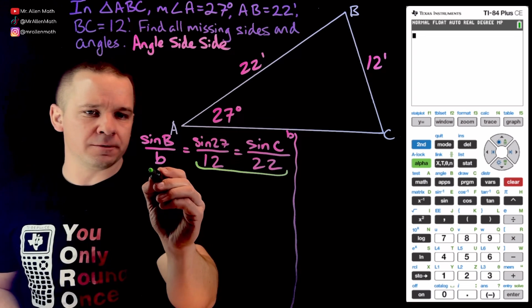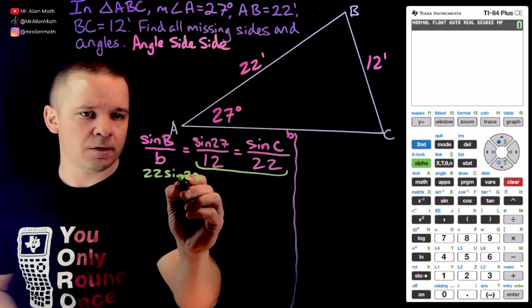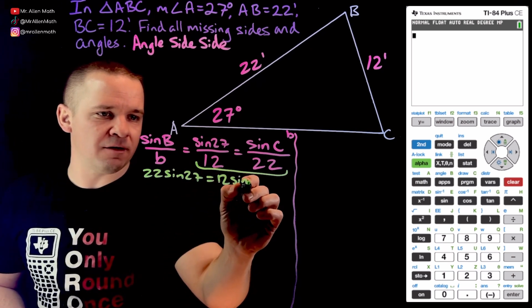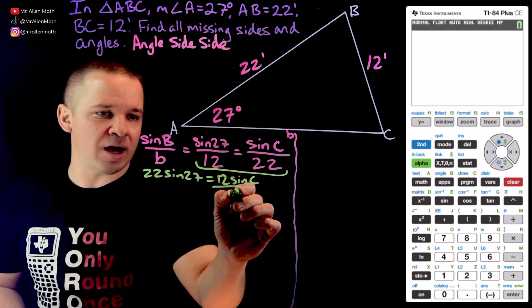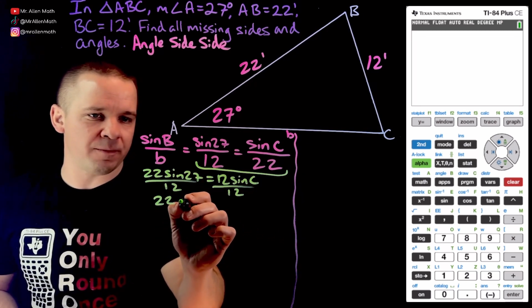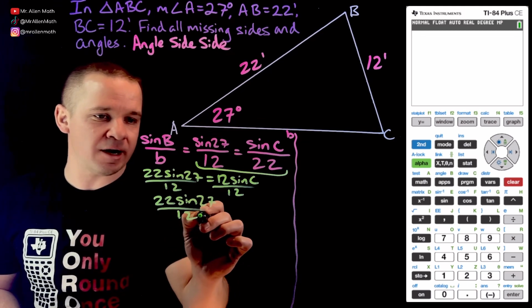We've got 22 times the sine of 27 equals 12 times the sine of C. We're going to divide by 12 on both sides. Now, I know I could simplify the 22 and the 12, but I won't. It doesn't always happen, so why even bother? It's all going in the calculator anyway.